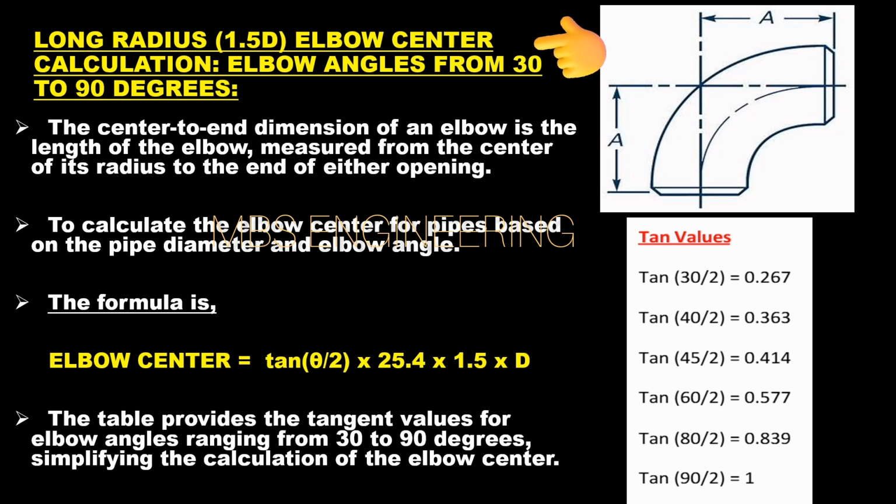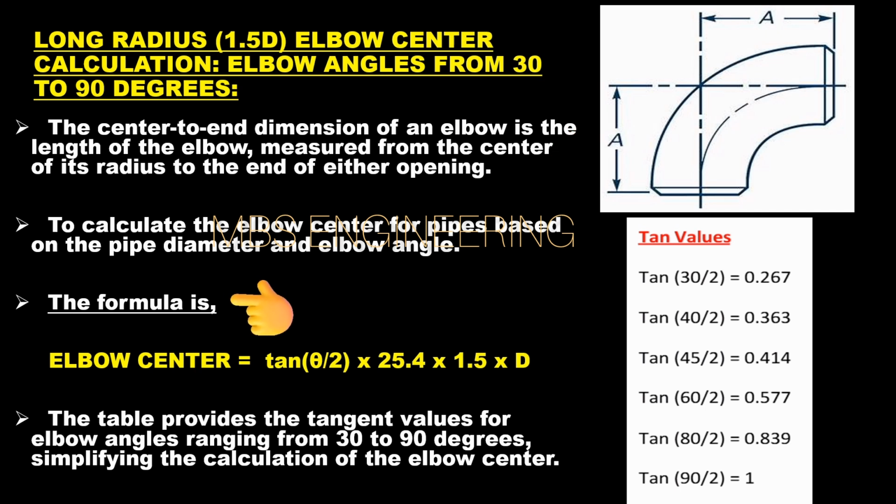Next, we will understand and calculate the elbow center for long radius, 1.5D, and elbow angles ranges from 30 to 90 degree. The center to end dimension of an elbow is the length of the elbow, measured from the center of its radius to the end of either opening. Please refer to the accompanying images, where the dimensions labeled A indicate the elbow center.